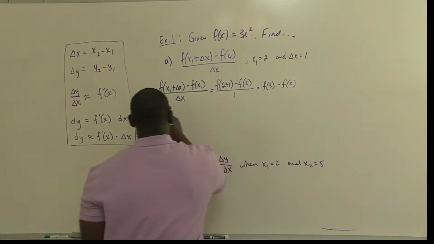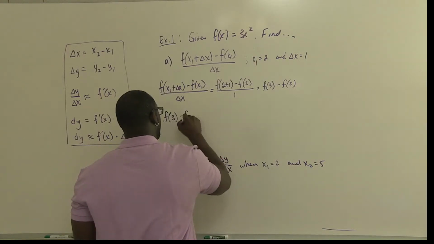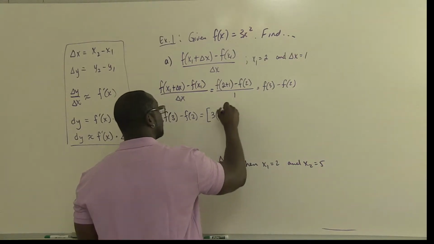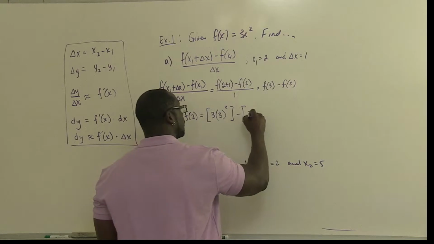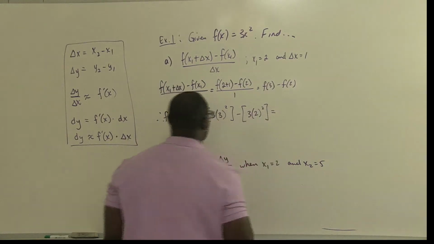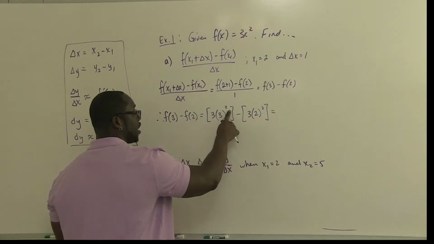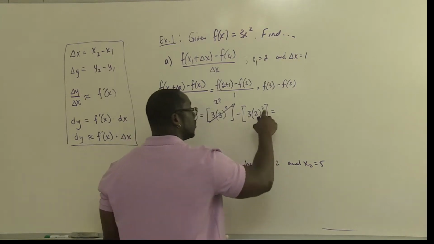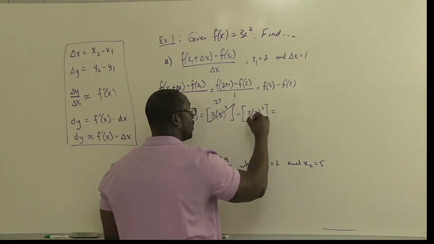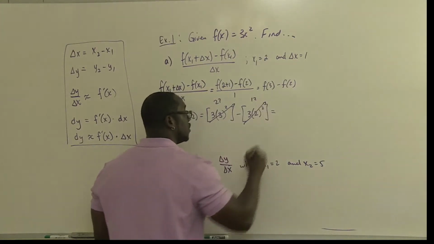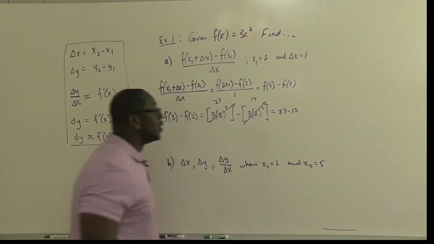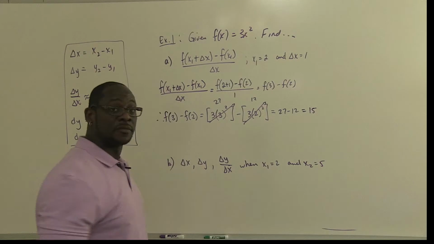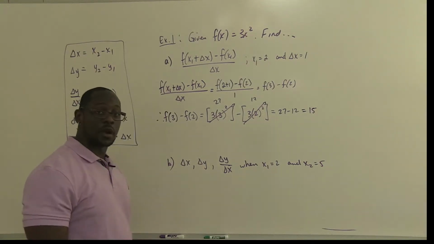So in doing that, f of 3 minus f of 2 would just be 3 times 3 squared minus 3 times 2 squared. And of course, 3 squared is 9, and 9 times 3 is 27. So all this is 27. 2 squared is 4, and 4 times 3 is 12. So all that is 12. So we have 27 minus 12, and we end up getting 15 there. Okay? So that is our first problem.